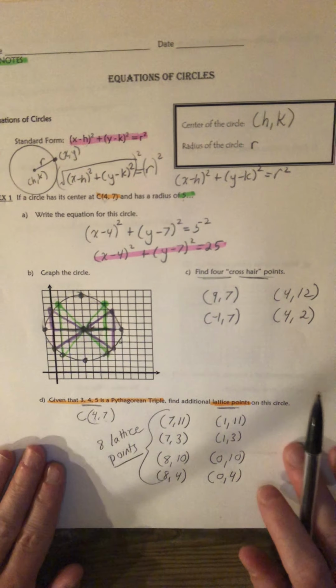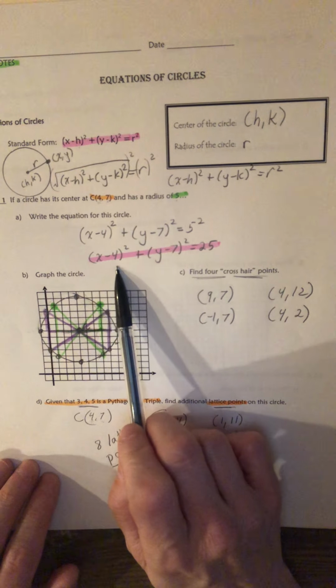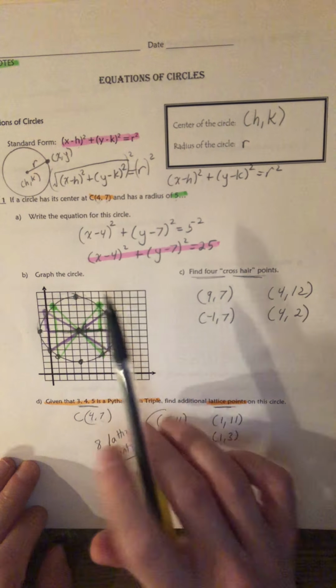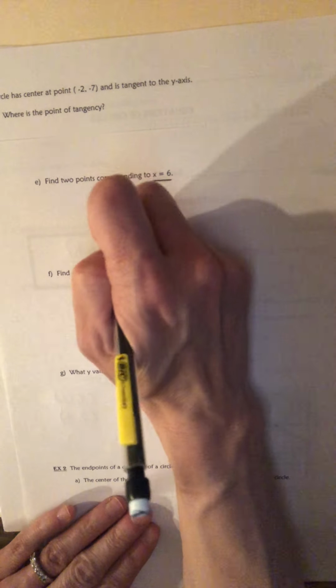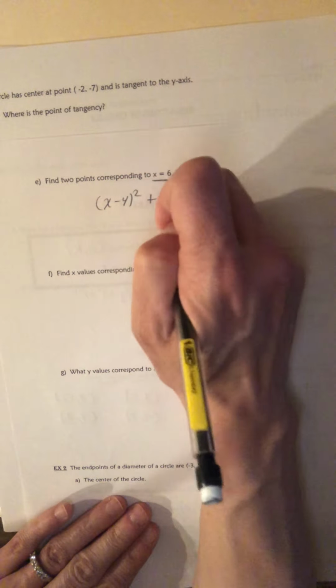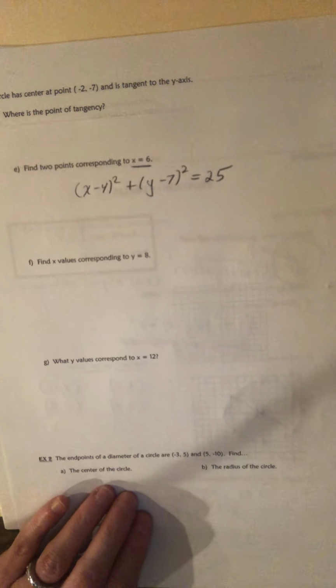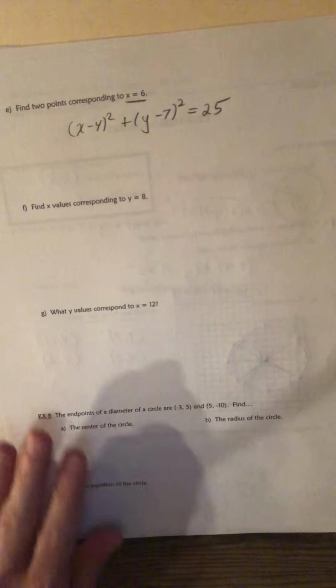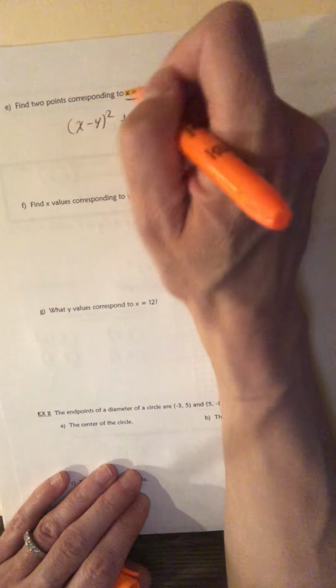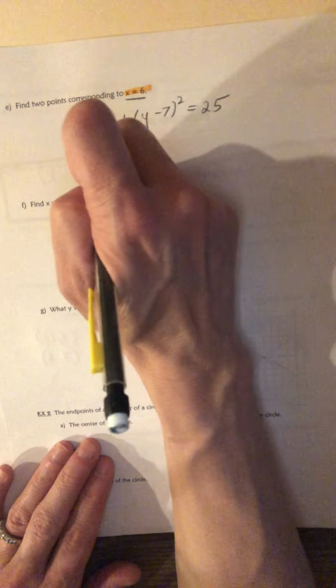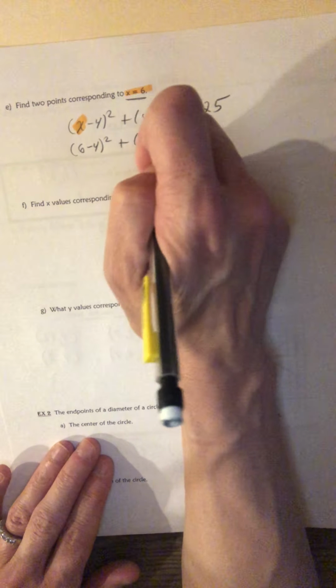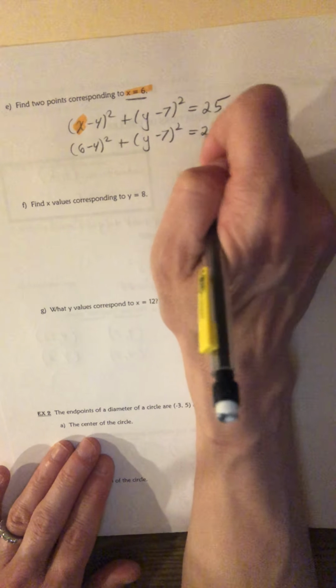Well, if I want x to be 6, I can go back to my equation and plug 6 in for x. So what I can do is, in this equation, I have x minus 4 squared plus y minus 7 squared equals 25. That's our equation from the first page. Now if I want x to be 6, I'm going to take that value of x, 6, and plug it in for x. So let's take a look what happens. I get 6 minus 4 squared plus y minus 7 squared equals 25.